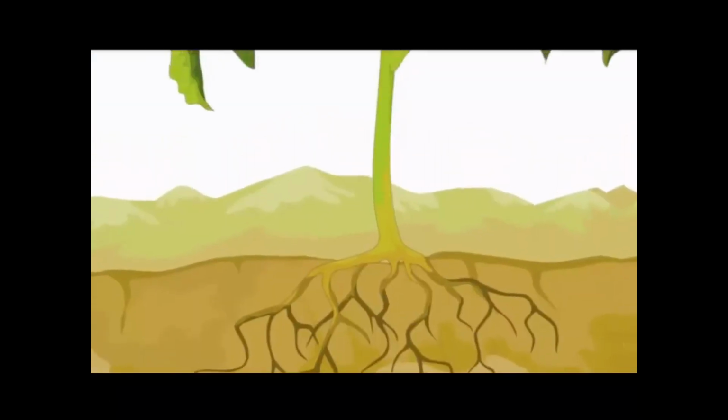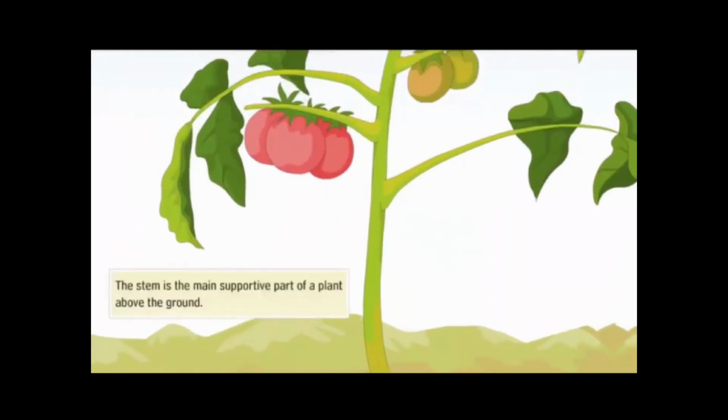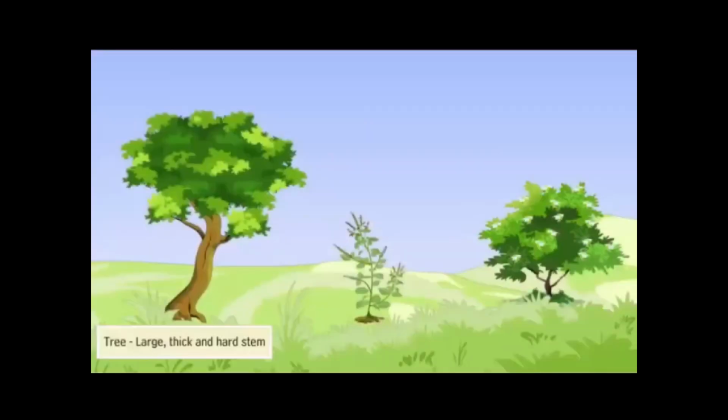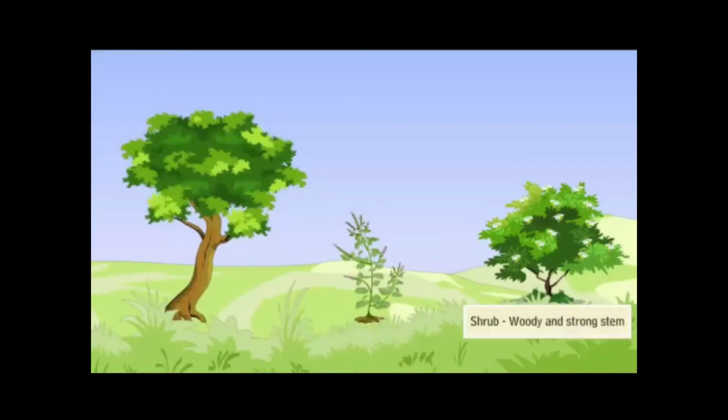Now let's move above the ground to see what the roots support. Stem is the main supportive part of a plant above the ground. Stems can be large, thick, and hard, like in trees, or they can be green, soft, and weak, as in herbs, or they can be many, woody, and strong, as in shrubs.